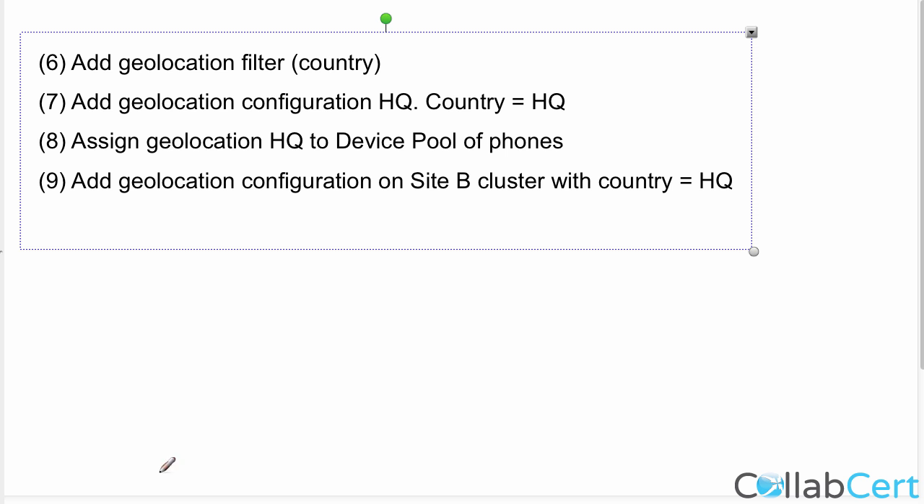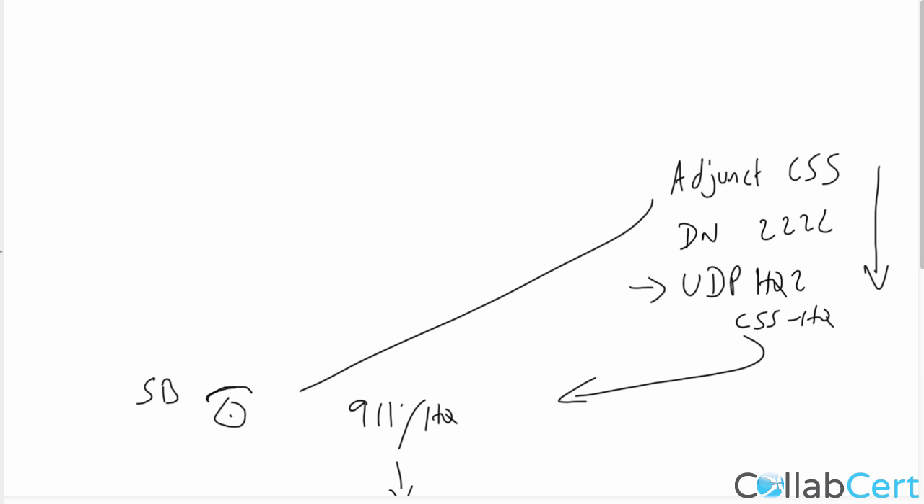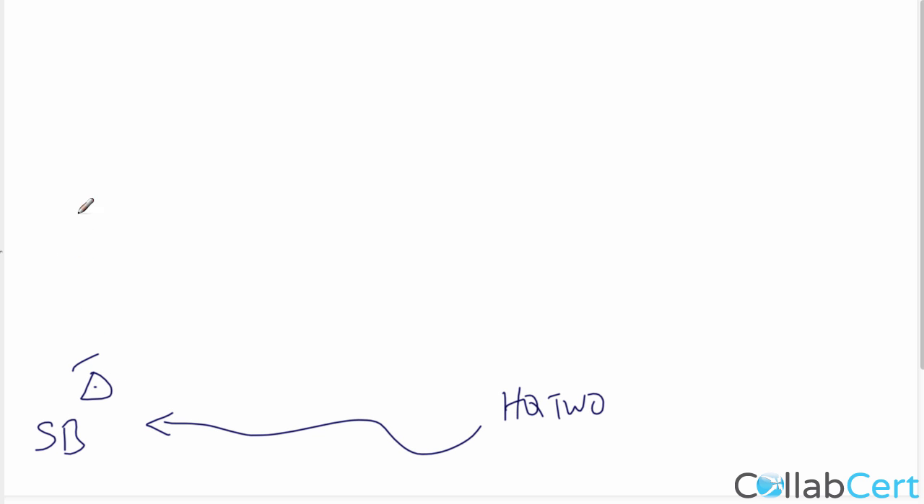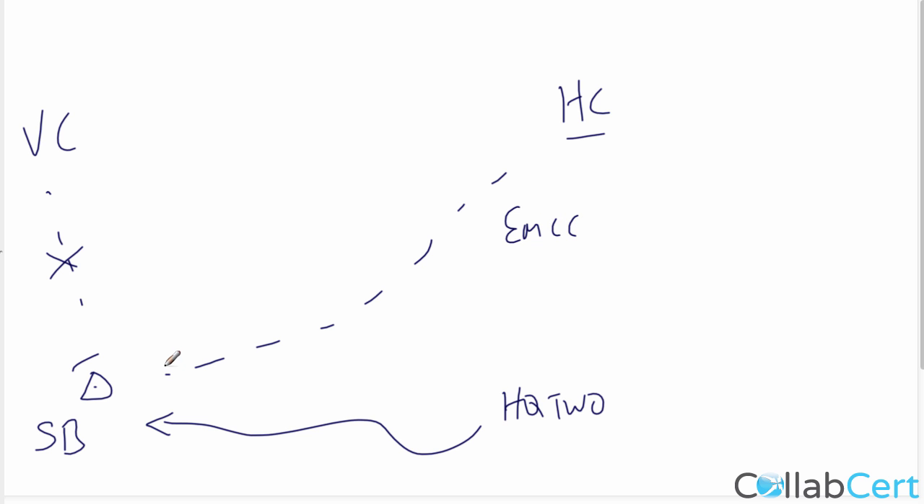Alright, so we have a situation then. I've gone on the Site B phone as an HQ user. I'm drawing the same diagram over and over again because it is fairly complicated. This is reset. It was registered to the Site B cluster, which is the visiting cluster, VC. Okay, it was registered there. No longer. It registers back to the home cluster. We are in effect at this point in time using an EMCC device. We send our geolocation across. Hopefully there's a match here.